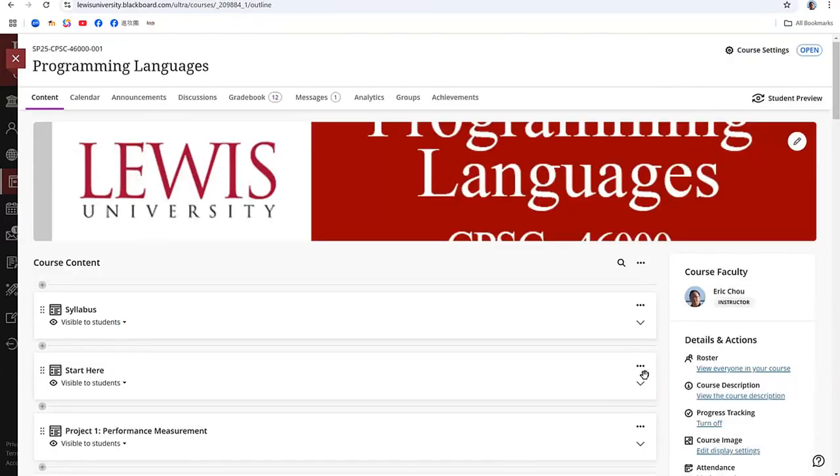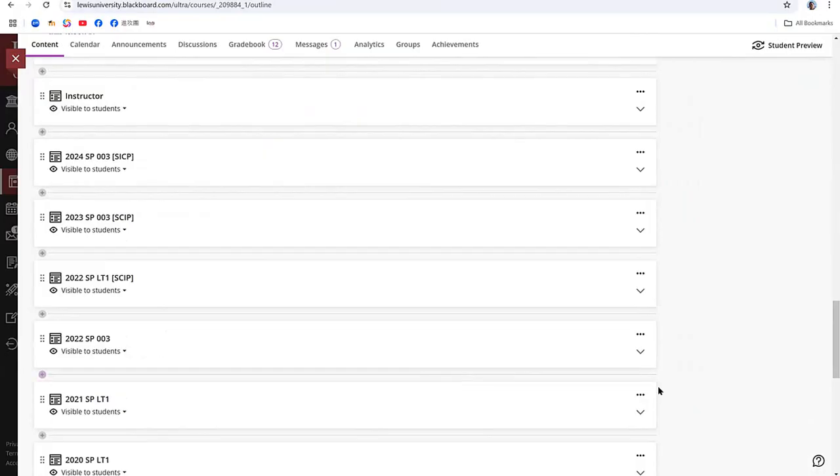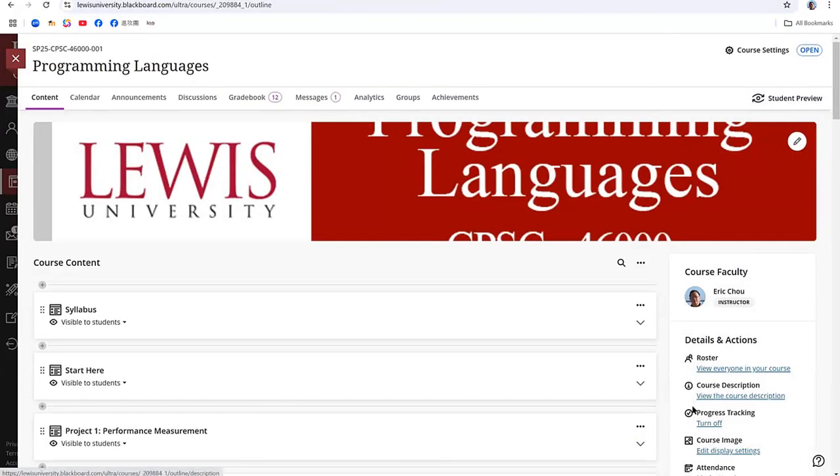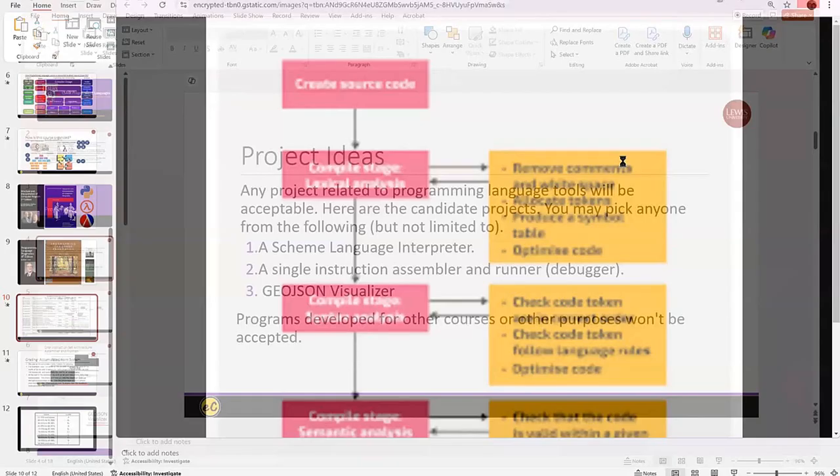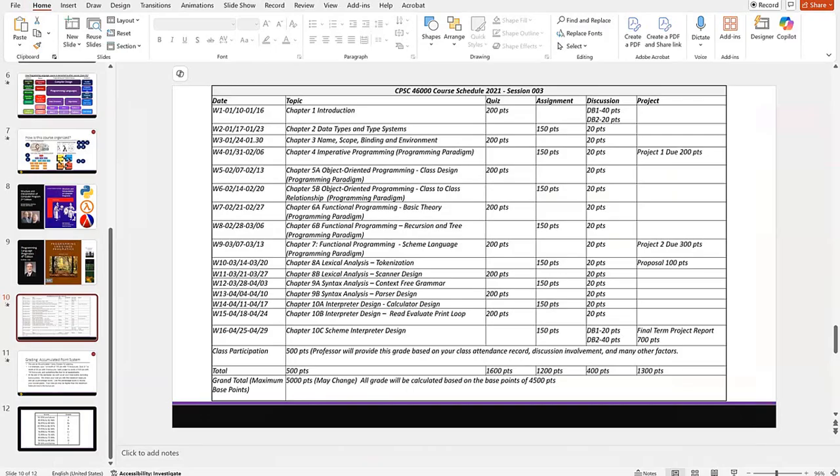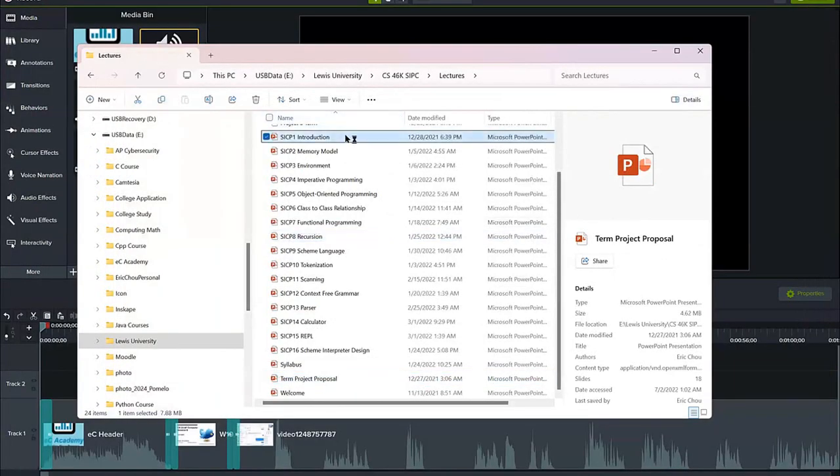Okay, so that's about the course shell. Any other questions so far? No. Okay, if no question about the term project and course shell, next I'm going to briefly go over the week 1 material introduction.